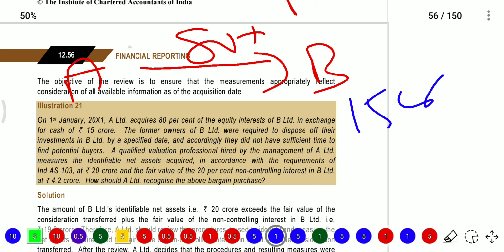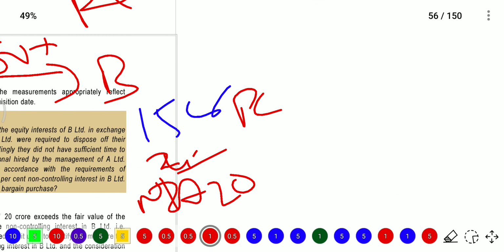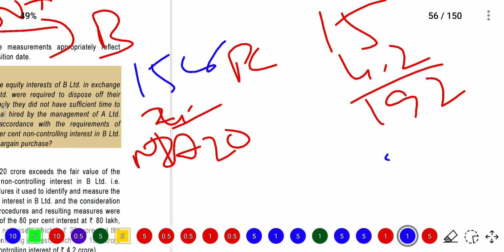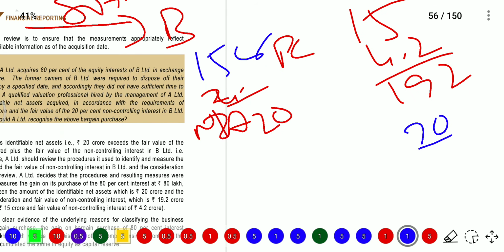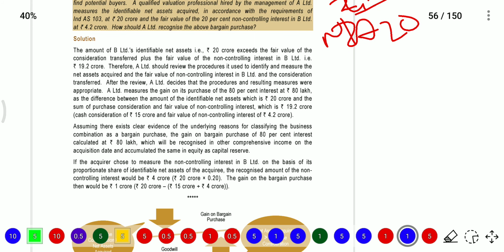and the fair value of the 20% NCI at 4.2 crores. So for 80% they are paying 15 crores. This is the purchase consideration, and net identifiable assets will be 20 crores. For the fair value of NCI of 4.2, 15 plus 4.2 becomes 19.2, whereas 20 is the net identifiable assets. So it is less than this one, meaning net identifiable assets are greater than this one. So here we will get a gain on bargain purchase.